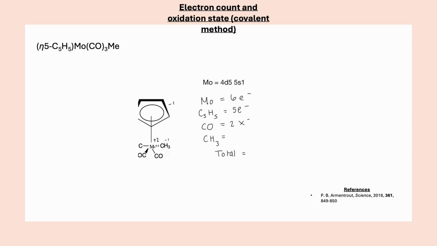The C5H5 ligand contains 5 electrons, the carbon monoxide contributes 2 and there are 3 of them, so that totals 6 electrons, and the methyl contributes 1 electron. This gives a total of 18 electrons, which is what we would expect.